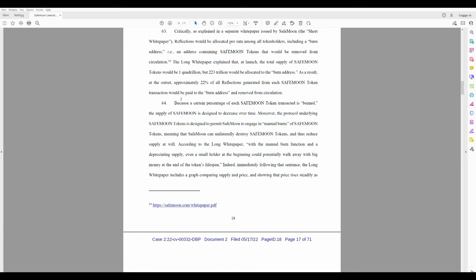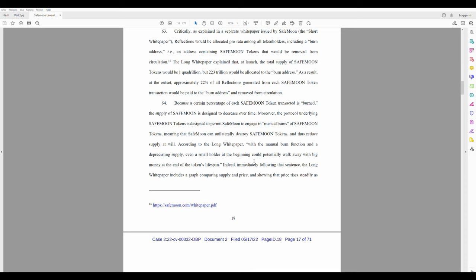Because a certain percentage of each Safemoon token transacted is burned, the supply of Safemoon is designed to decrease over time. Moreover, the protocol underlying Safemoon tokens is designed to permit Safemoon to engage in manual burns of Safemoon tokens, meaning that Safemoon can unilaterally destroy Safemoon tokens and thus reduce supply at will. According to the long white paper, with the manual burn function and a decreasing supply, even a smallholder at the beginning could potentially walk away with big money at the end of the token's lifespan.